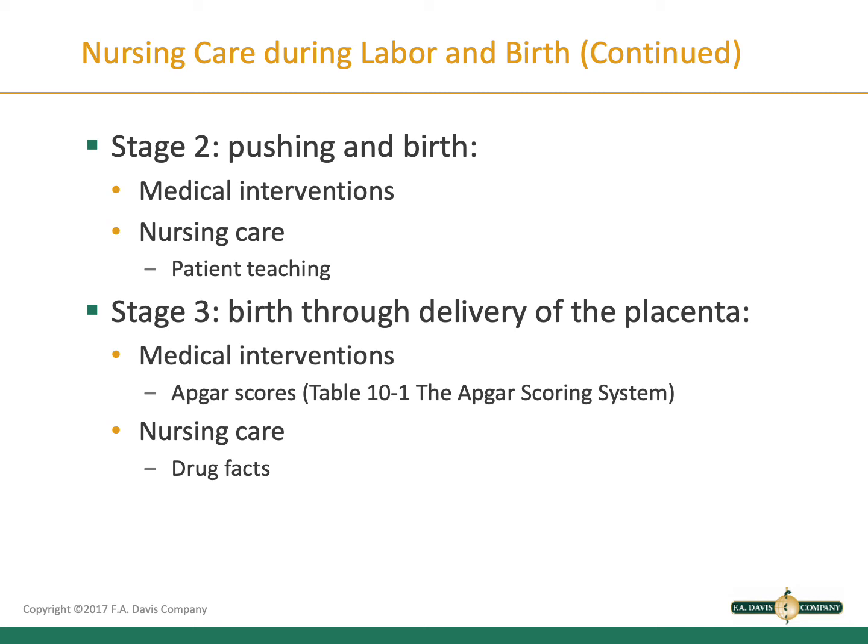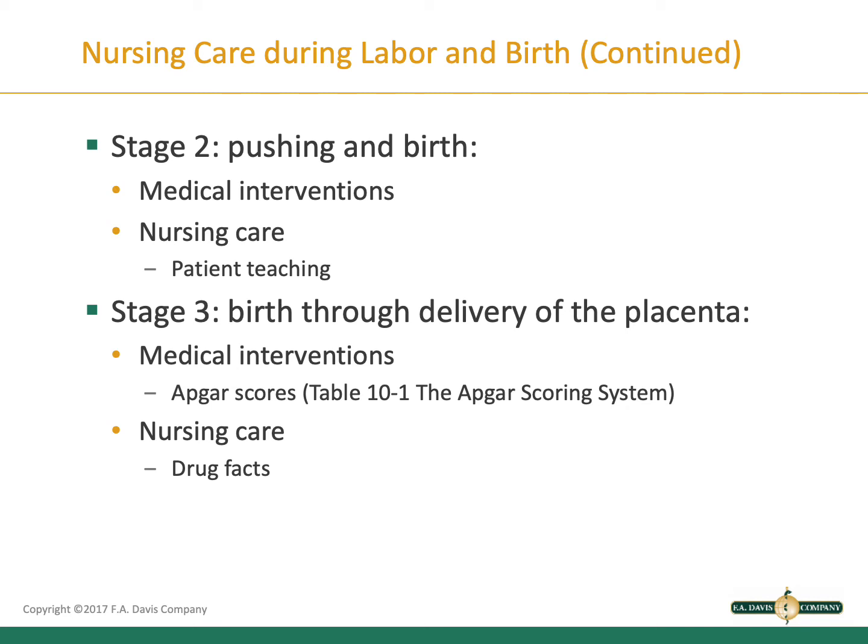Cord blood may need to be sent to the lab if mom is O blood type or any negative blood type. What does mom want to do when baby's born? Skin to skin? Remember, we need to dry, warm the baby and perform the APGAR scores.